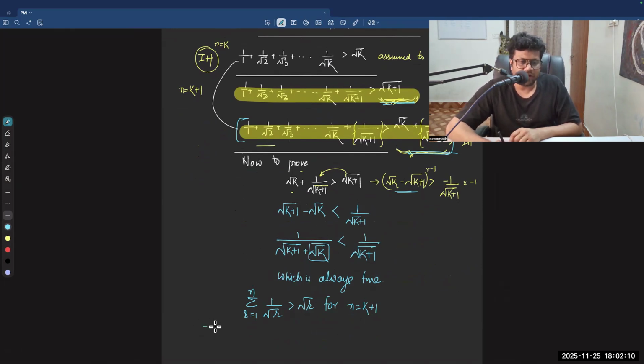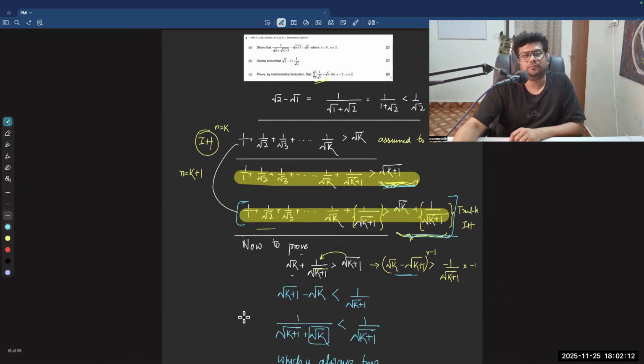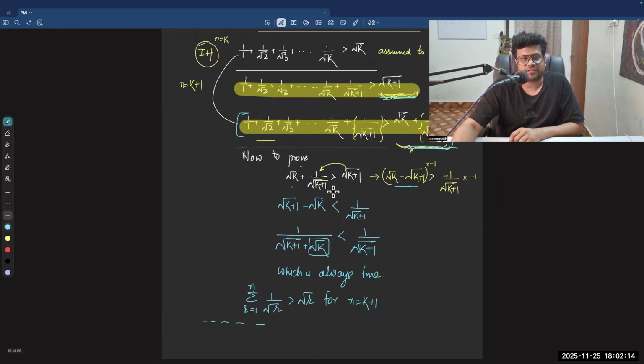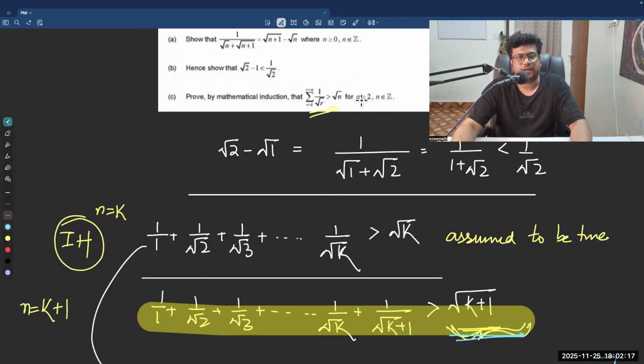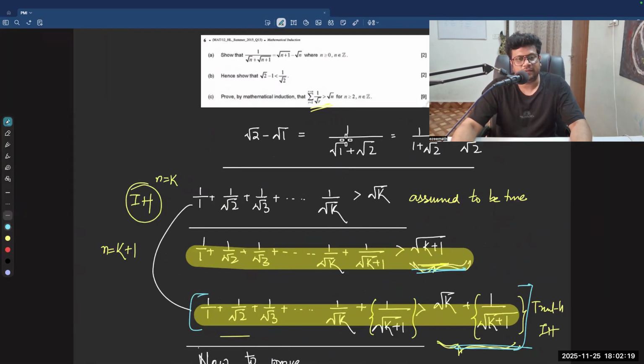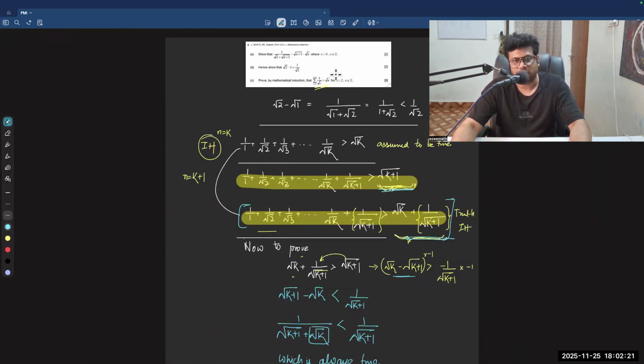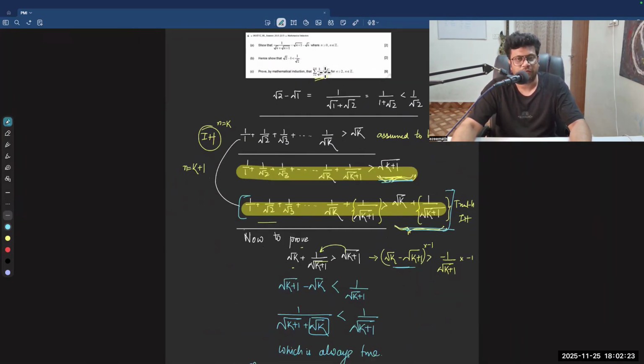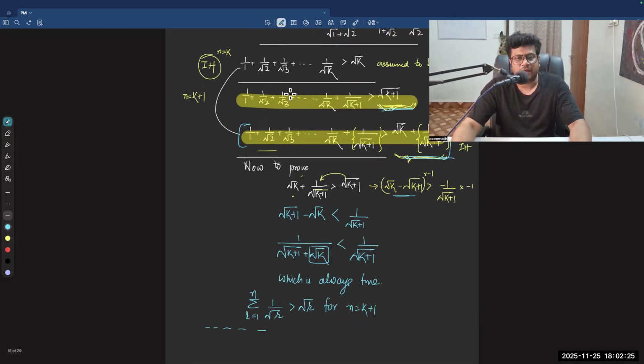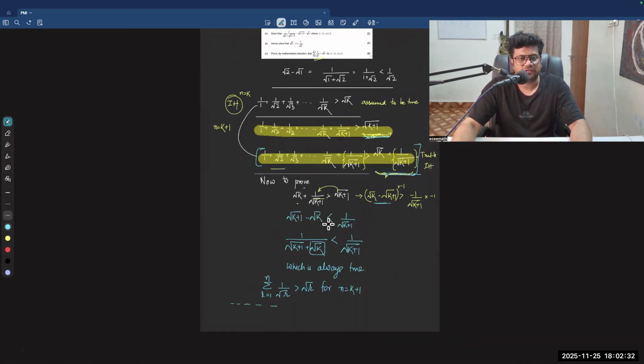For n equal to 2, it was correct. That's where we proved that this thing is greater than, that's the base case. If I have not done it, you can also do it. You'll see that it comes out to be true for n equal to 2. And then assuming it's true for n equal to k, it comes out to be true for k plus 1. And that is how you conclude this solution.